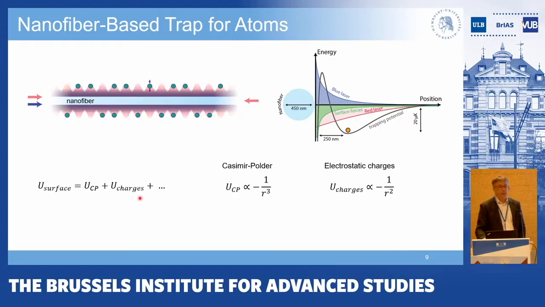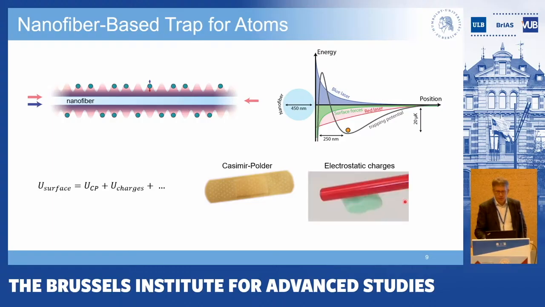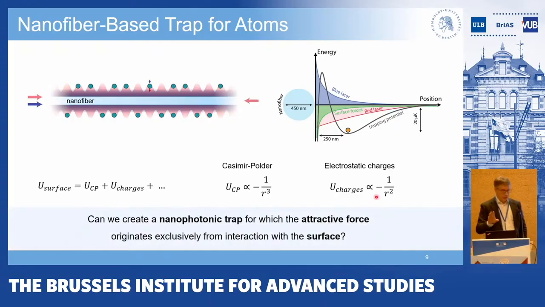And again, you may not have heard about Casimir-Polder, but actually when you use a Band-Aid, then at a molecular level, why it sticks on your skin is because of Casimir-Polder. So very useful force, okay? And again, the electrostatic charges will attract the atoms with a different dependence on the distance from the fiber, which is exactly the one from our charged plastic stick that attracts polystyrene beads. And now the question that we asked ourselves is, can we actually trap atoms using only the attractive force from surface forces and replace the red light by surface forces, okay?